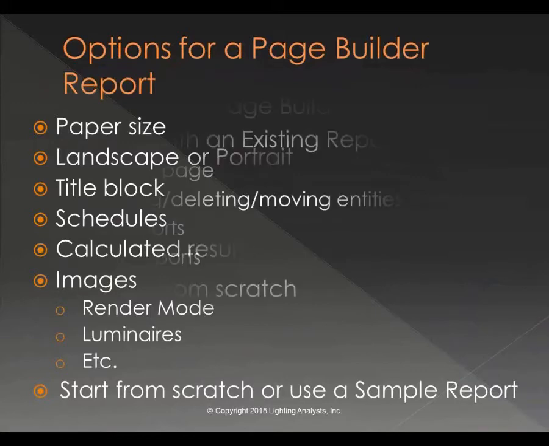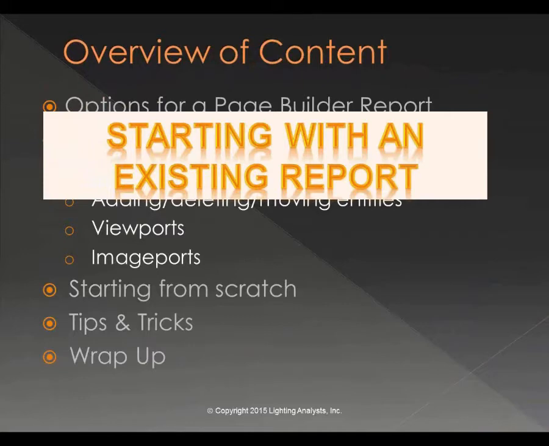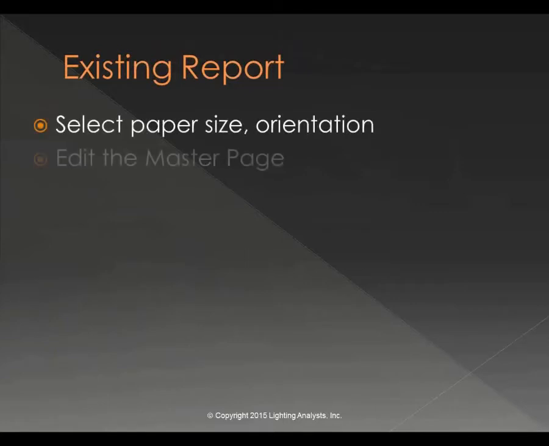We're going to first start by looking at how you can use an existing report and modify it as necessary to suit your needs. Most of what you'll see in this segment will also be useful if you decide to create a report from scratch. AGI 32 comes with several existing reports, sometimes called sample reports. They make a good starting place for creating a report that is specific to your project. Sometimes editing something that already exists is easier or faster than starting from scratch.